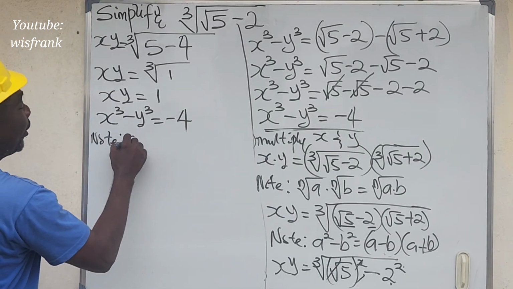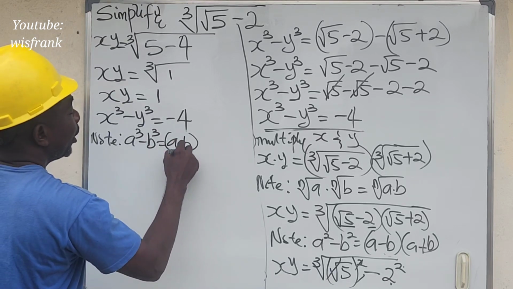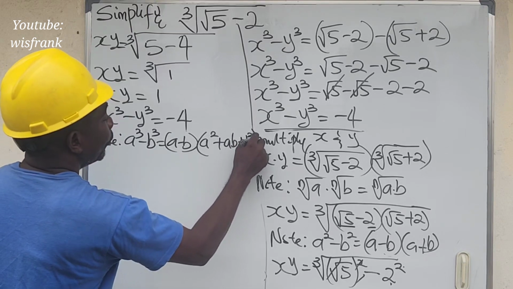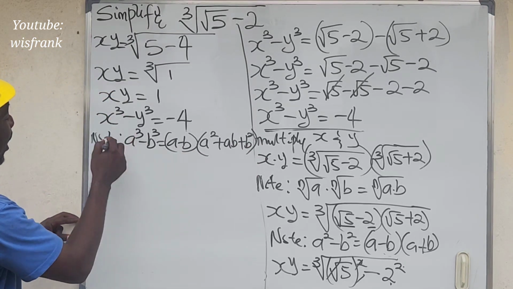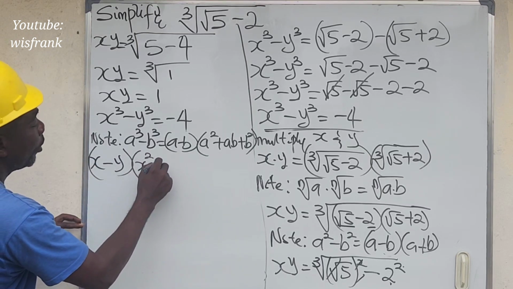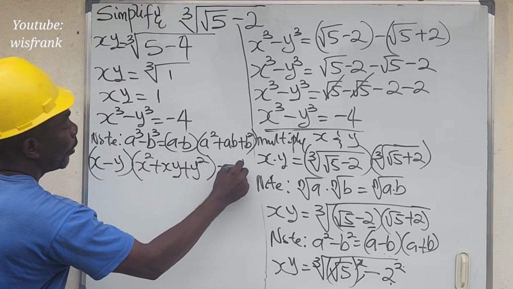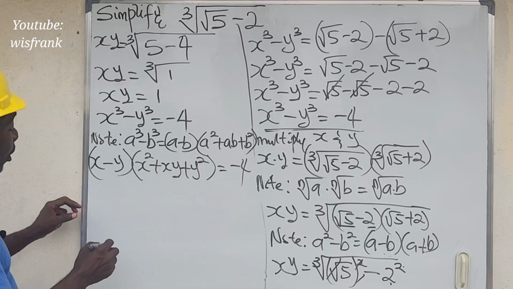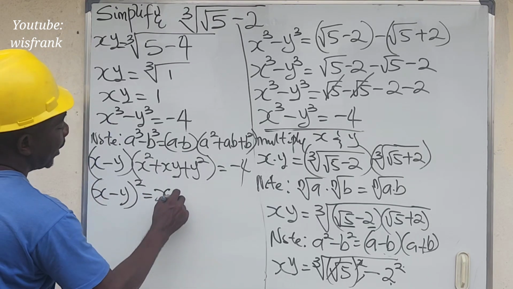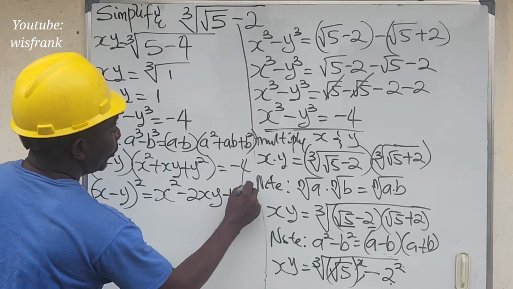You say note, when we have a to the power of 3 minus b to the power of 3, it's the same thing as a minus b all into a to the power of 2 plus ab plus b to the power of 2. So expressing this in this format, we have x minus y all into x to the power of 2 plus xy plus y to the power of 2 all equals to minus 4. So another one, we recall that when we have x minus y all to the power of 2, it is the same thing as x to the power of 2 minus 2xy plus y to the power of 2.